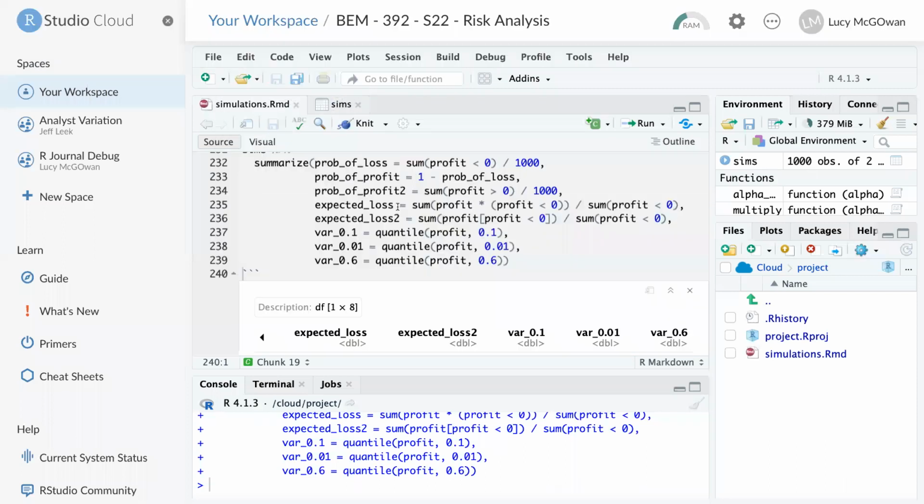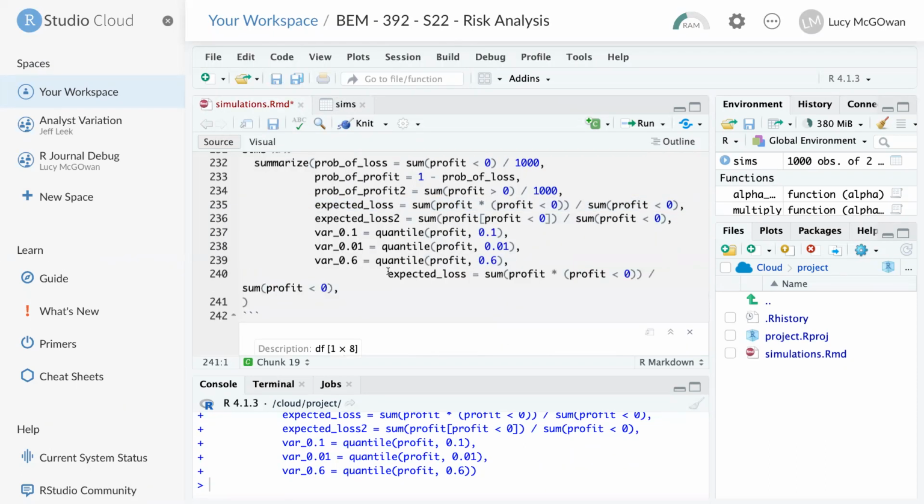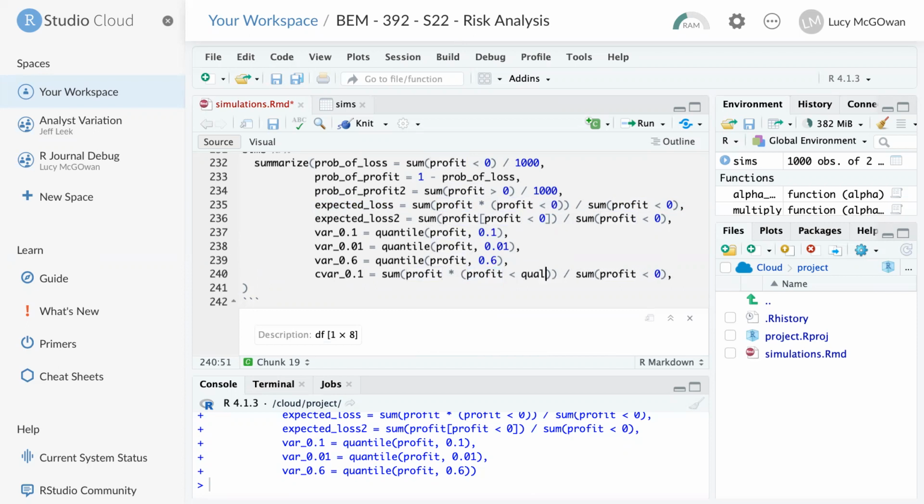And so just to tie it in with what we saw with expected loss, I'm going to copy the same code for expected loss here and change it to the conditional value at risk for 0.1, for example. Now instead of multiplying by the indicator that profit is less than 0, it's going to be the indicator that profit is less than this quantile profit 0.1. Or equivalently, I could say that it's less than this VaR 0.1 that I already calculated.